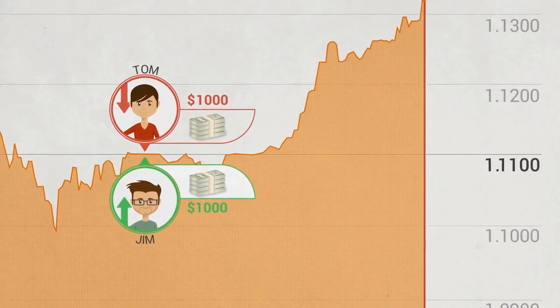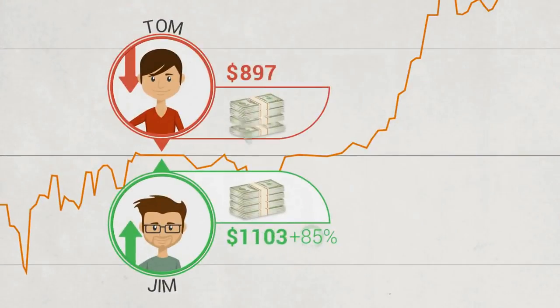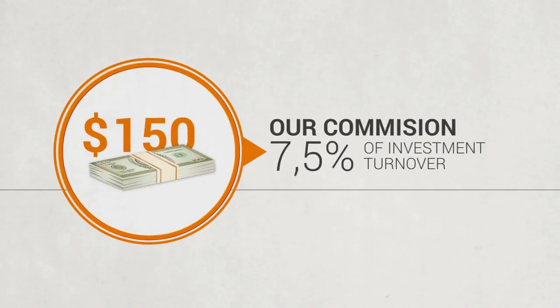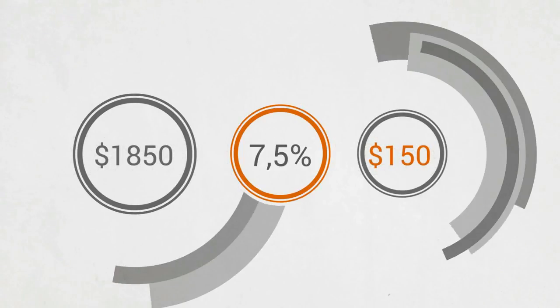The price of the asset went up. Jim was right. He gets the promised 85% return, which is deducted from Tom's investment. The remaining percentage is the broker's commission, which is 7.5% of the turnover. In this example, the turnover was $2,000. So 7.5% of that sum amounts to a commission of $150.